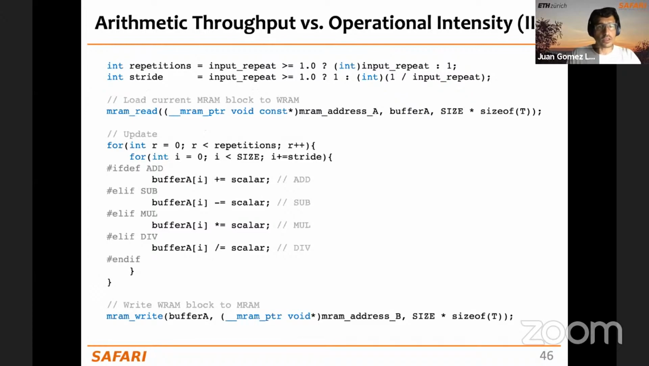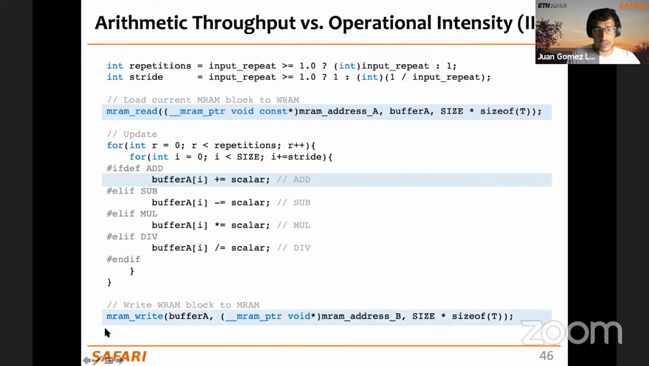Okay, and actually, this is the code of the micro benchmark. This is where we read this chunk. Here we have two nested for loops to control the number of operations that we perform on each of the individual elements that we have in WRAM. In this case, it's the addition, and here it's the final write back operation with this MRAM write.